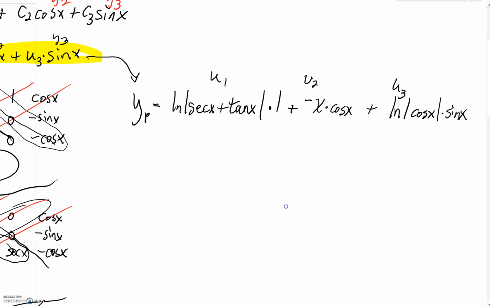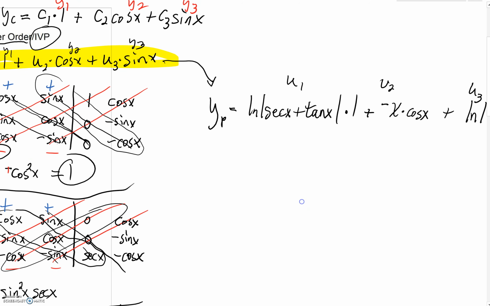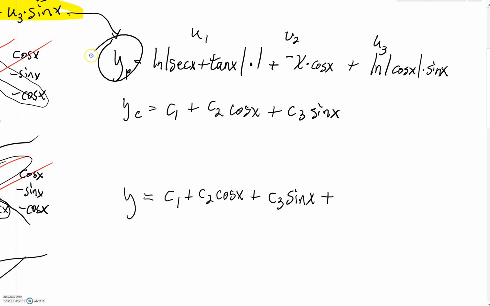And remember, we also found what this y sub c was. I could even recopy that. That was c sub 1 plus c sub 2 cosine of x plus c sub 3 sine of x. Well, the thing is, our final answer is really y sub c. And then we're going to add to that our particular solution. That's what we have right up here.